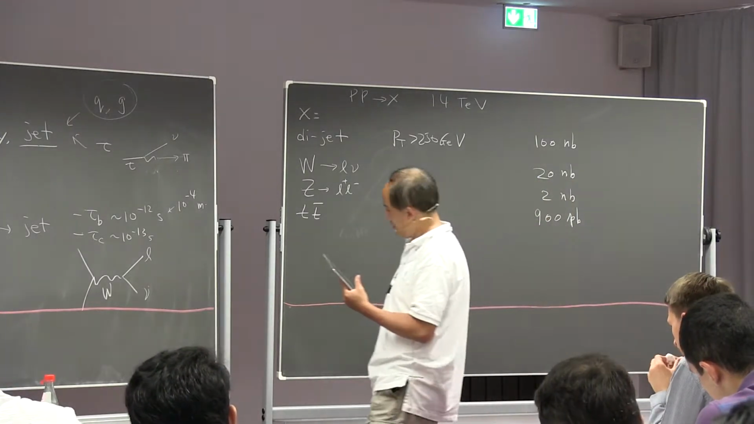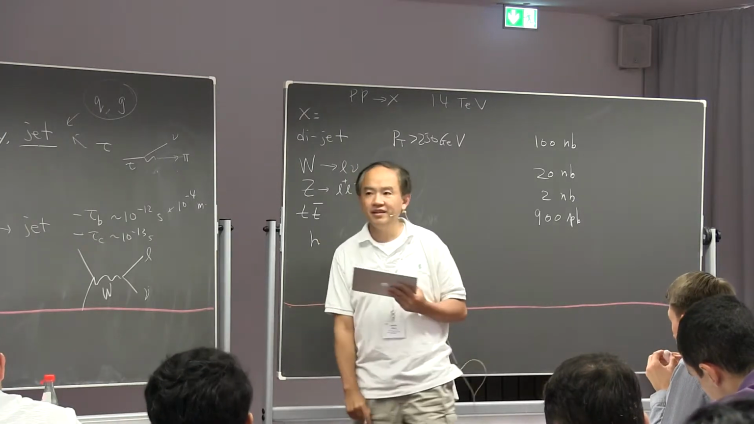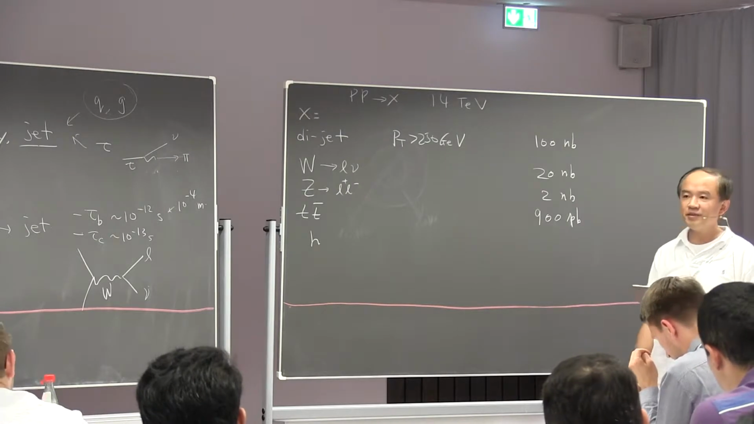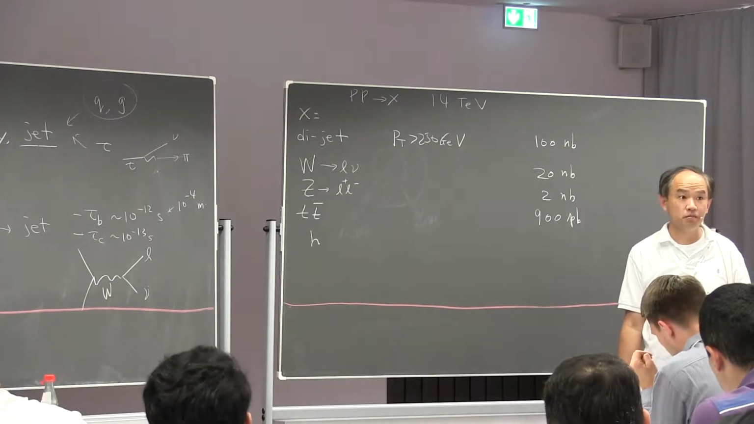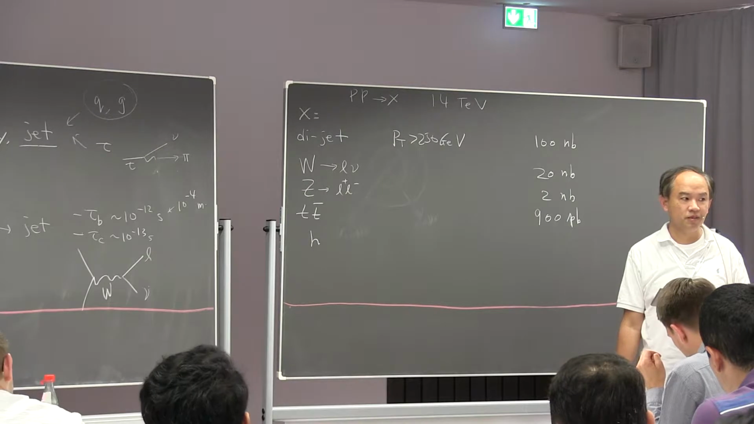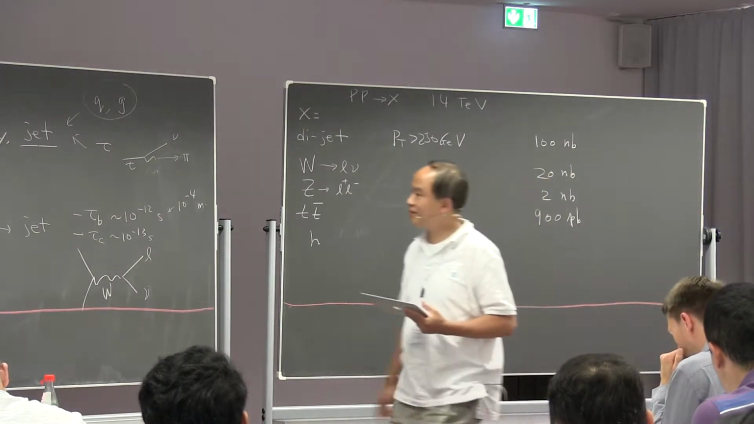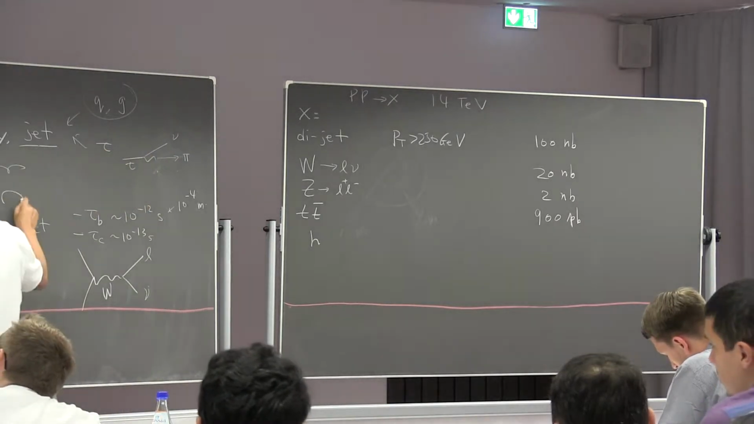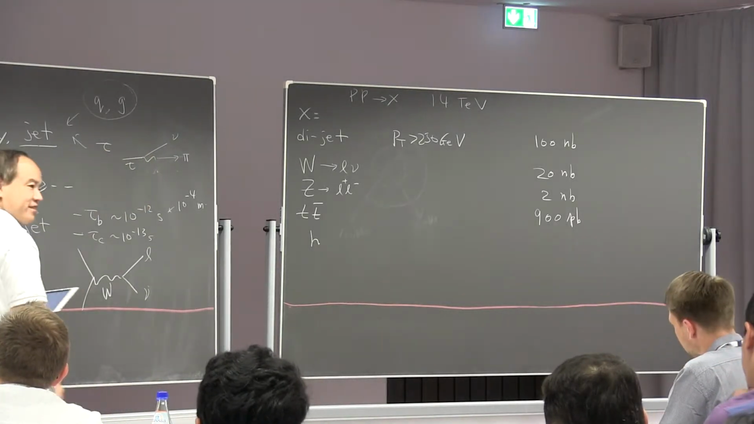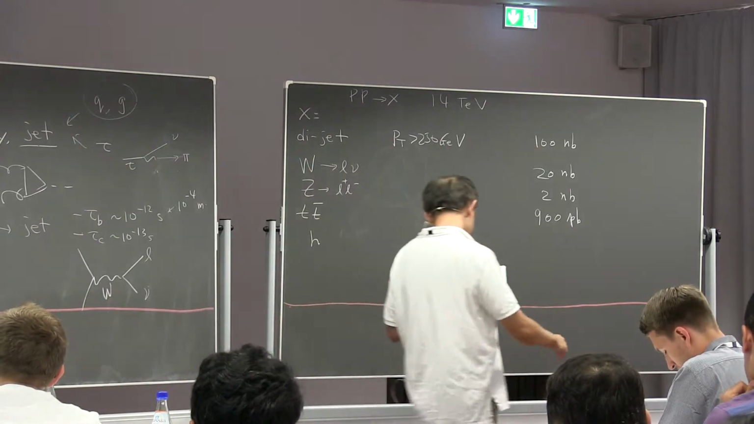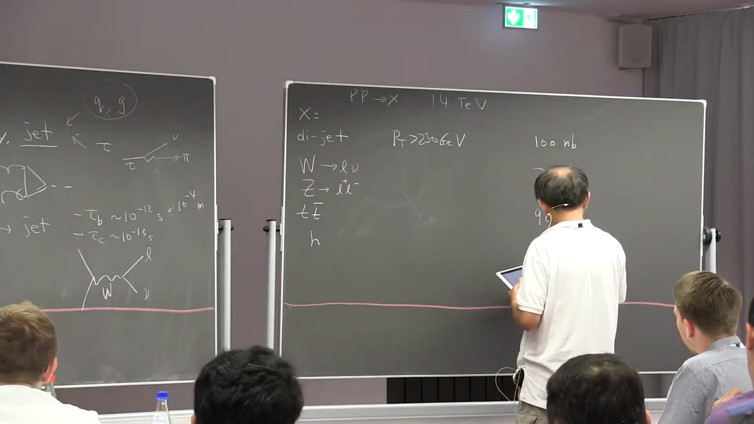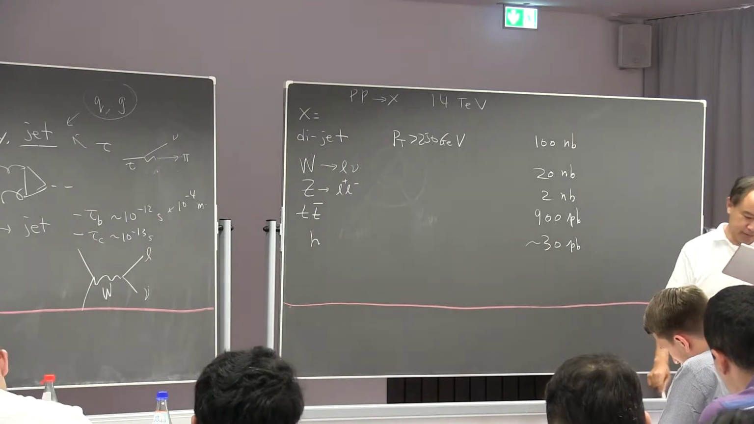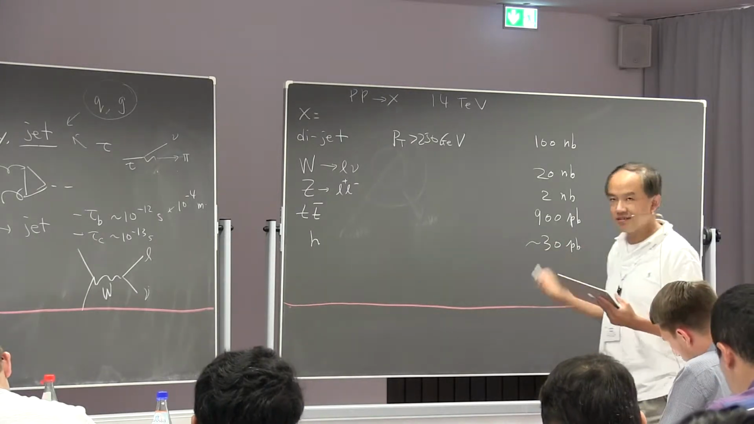And Higgs. Production of Higgs. What is the dominant mode to produce Higgs? Gluon fusion. Yeah, I think Christoph talked about this this morning. He drew the diagram already. So that is 30 picobarn, roughly. I'm not sure whether this is at next-to-leading order or not, but it is around that number, okay?